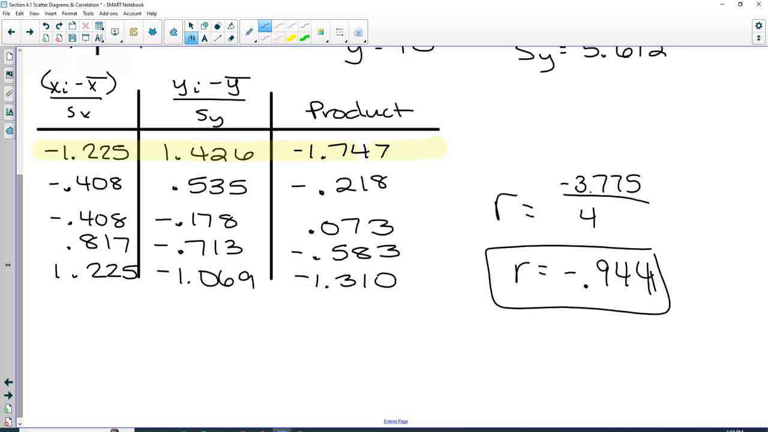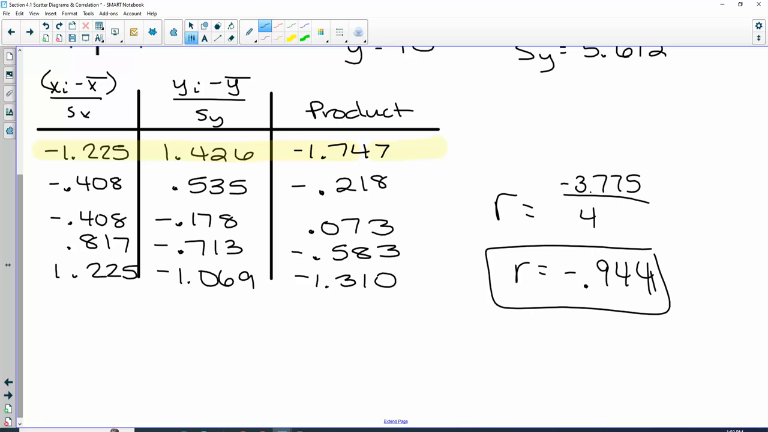What does that tell me? It's linear. It's a pretty solid negative linear relationship. I don't really know why I got 0.944; maybe if you had rounded something to fewer places. Let's check it with our calculator and see how well we did.